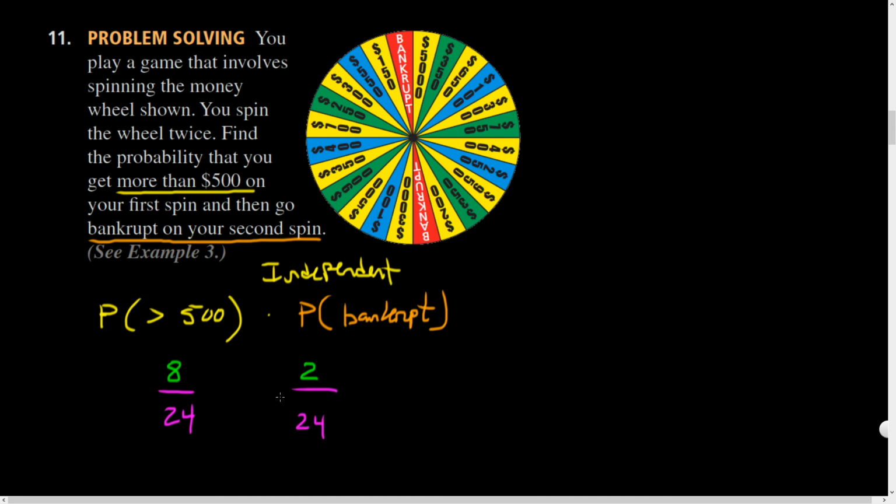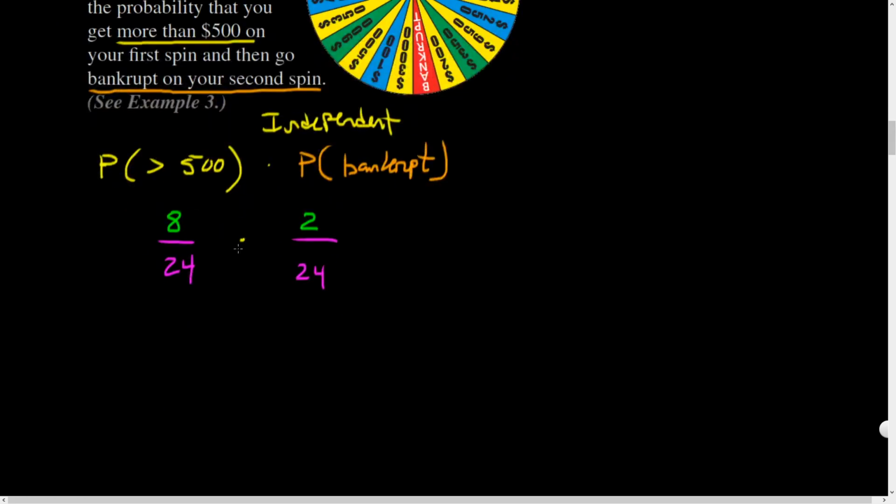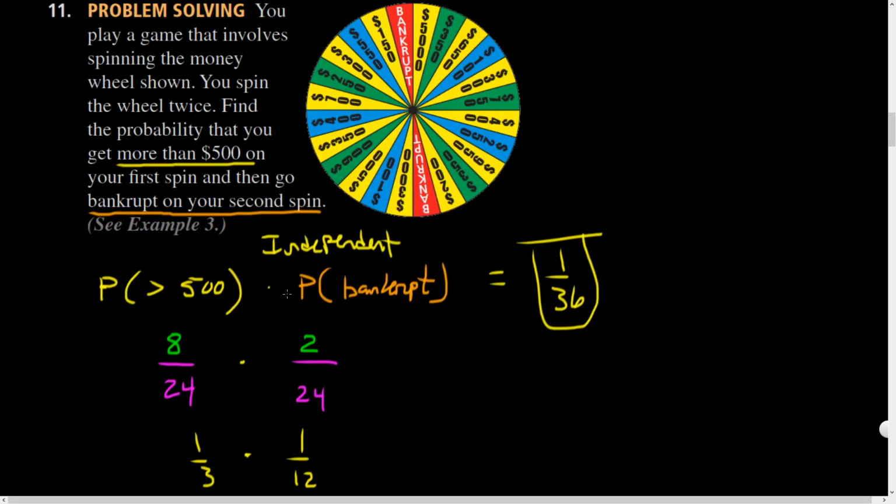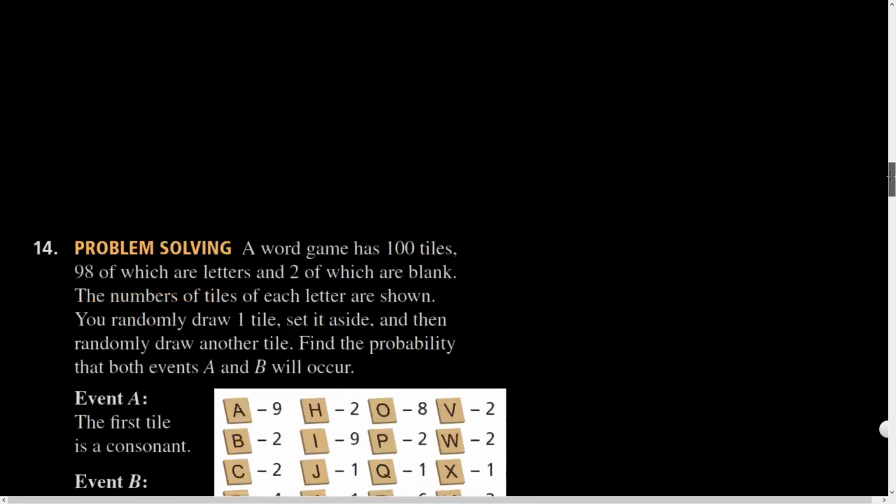So, like I said, it didn't change the space of possible outcomes. And so 8 over 24 is the same as 1/3. 2 over 24 is the same as 1/12. So that's equal to 1 out of 36. Right? And so it is unlikely for this particular combination to have occurred. So there you go.